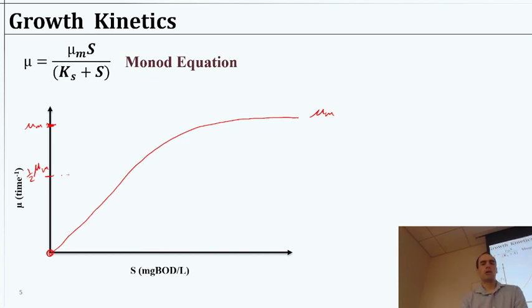And if we then draw a line over here and then down from there, this value is the Ks. So that's just sort of a visualization of what we're talking about here.